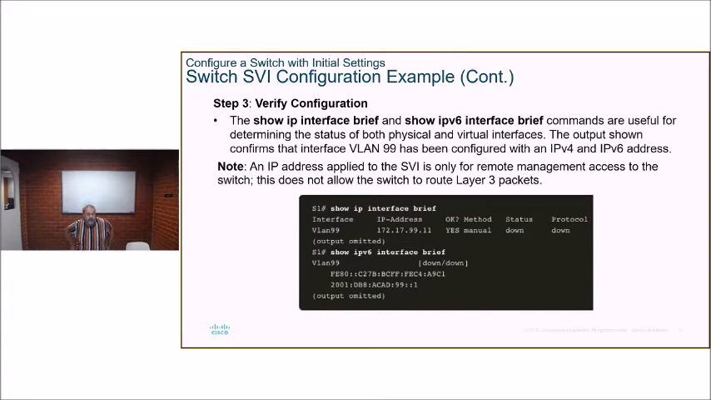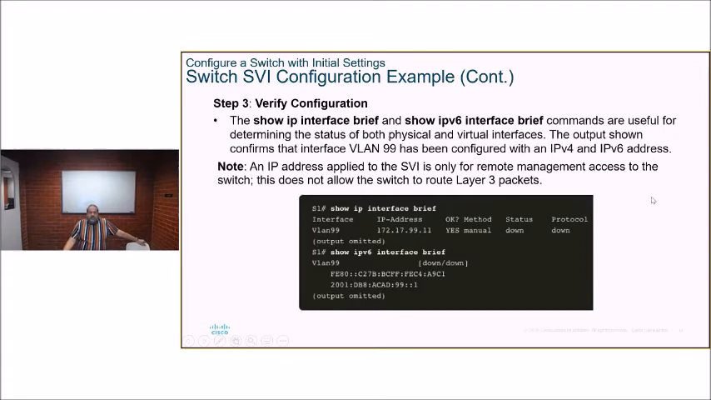All right. So how do we verify that it's working? So show ip interface brief is a very quick way to do it. And so of course it tells you the interface is VLAN 99, gives you the address, and gives you the status. So status down, protocol down is not good. It's not working, but at least you're getting an idea.